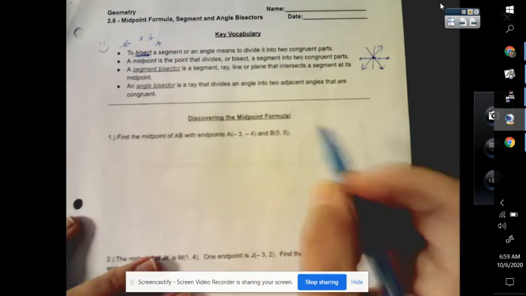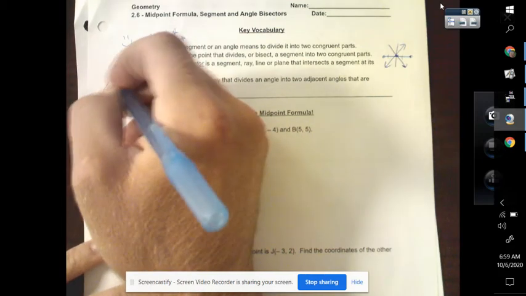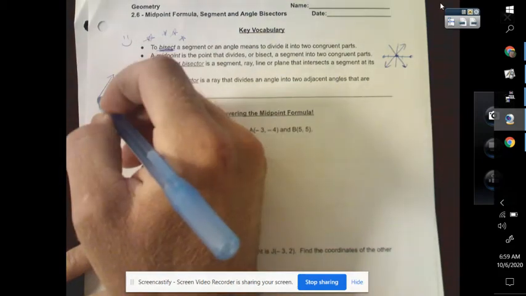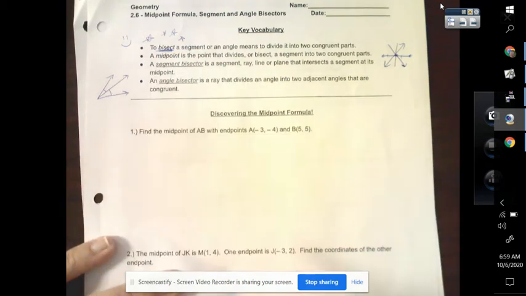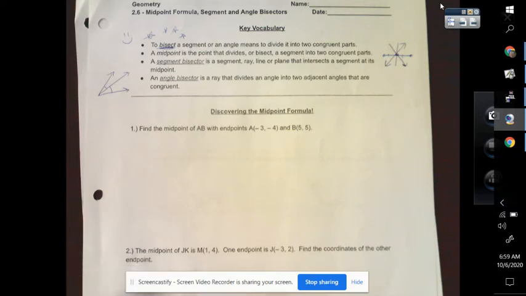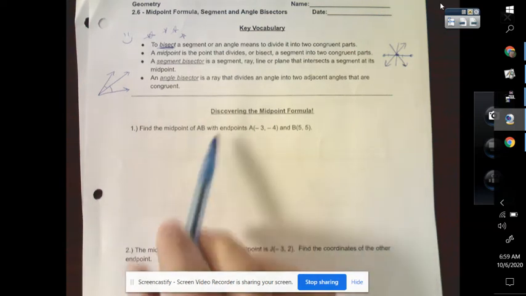An angle bisector is the same exact thing, except that if I have an angle, it's just a ray that cuts it into two equal parts. So we're going to be splitting things in half a lot today, with midpoint and with bisectors, and so on and so forth.